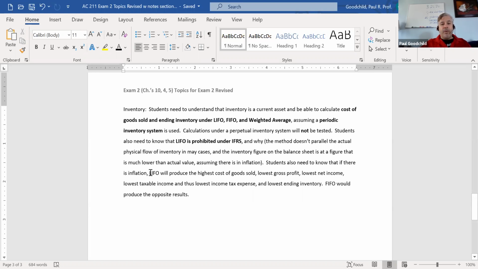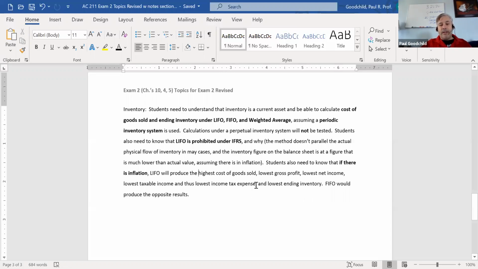And remember the little information that I gave you under period of inflation, which means prices are rising, which is usually the case unless you're talking about some commodities. Commodities like oil have gone up and down in the past. Right now they're down, so that would be a deflationary period. LIFO will produce the highest cost of goods sold, lowest gross profit, lowest net income and tax expense, lowering inventory.